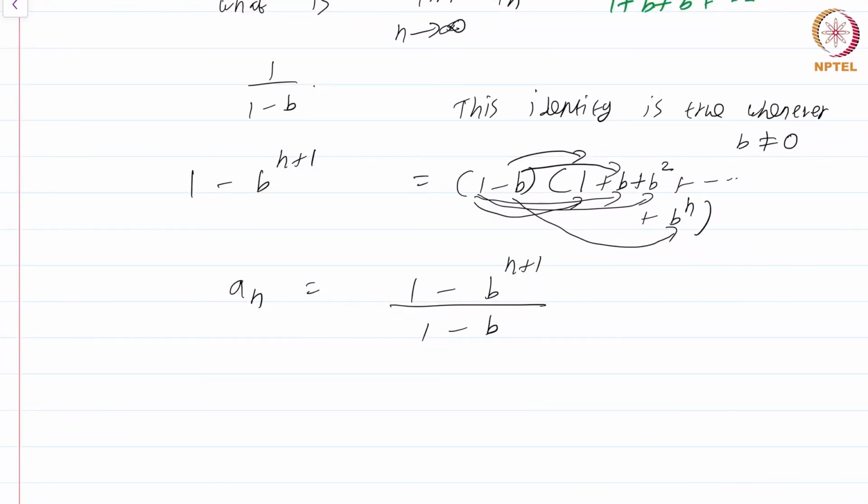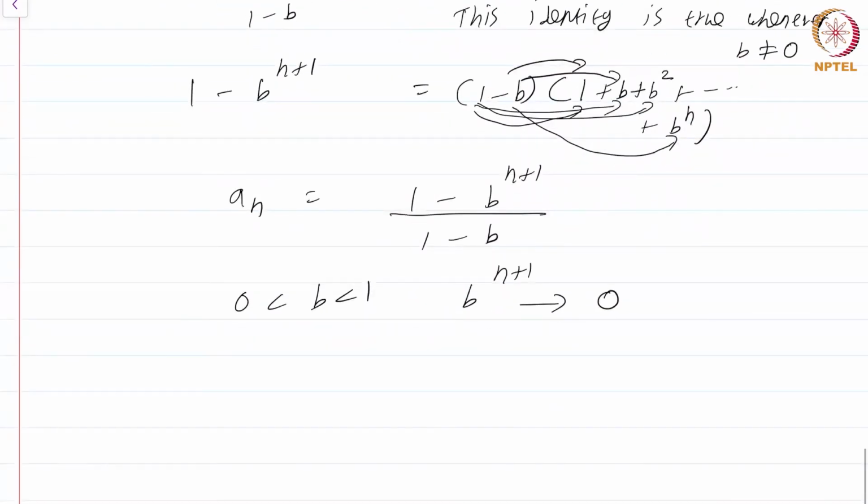Excellent. How does this help us show what the limit is? Well, 0 is less than b is less than 1. So b power n plus 1 converges to 0. That's what we just saw in the last example, right? So the numerator converges to 1. And the denominator is just the constant 1 minus b. So an converges to 1 by 1 minus b.